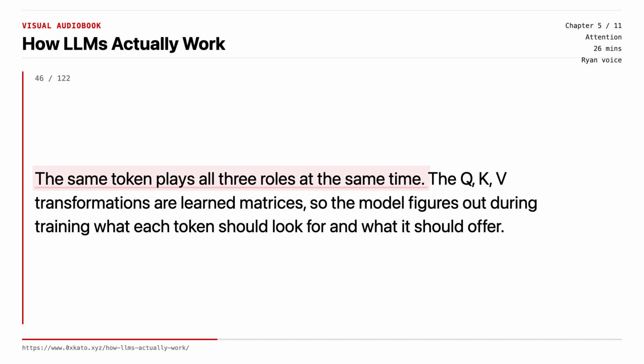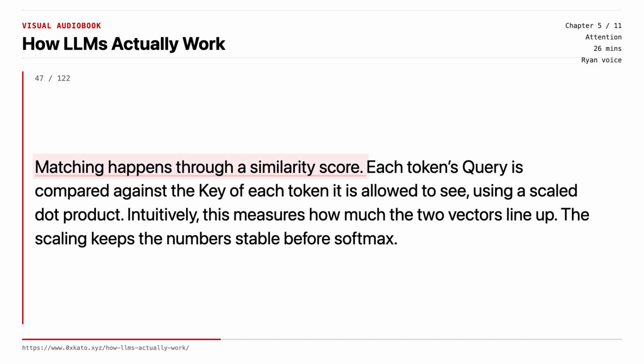The same token plays all 3 roles at the same time. The QKV transformations are learned matrices, so the model figures out during training what each token should look for and what it should offer. Matching happens through a similarity score.